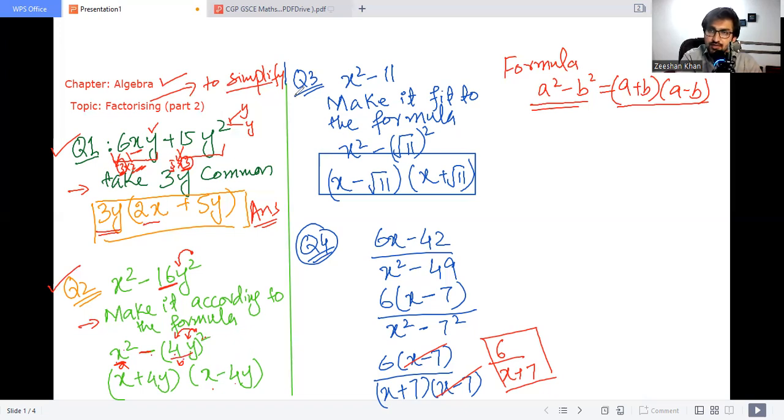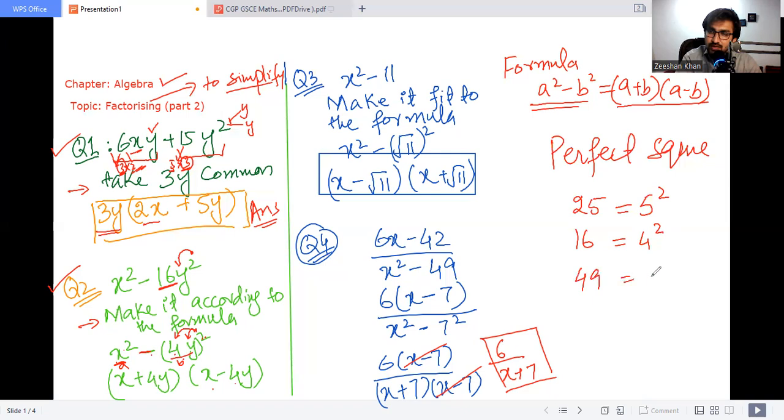Question 3 is a bit trickier. It is a bit tricky because you can see this is 11 and 11 is not a perfect square. Now, what is a perfect square actually? Perfect square means, for example, 25 is a perfect square, why? Because we can write 25 as 5 square. 16 is a perfect square because we can write 16 as 4 square. Similarly, 49 is a perfect square because we can write this as 7 square. 36 is a perfect square because we can write it as 6 square.